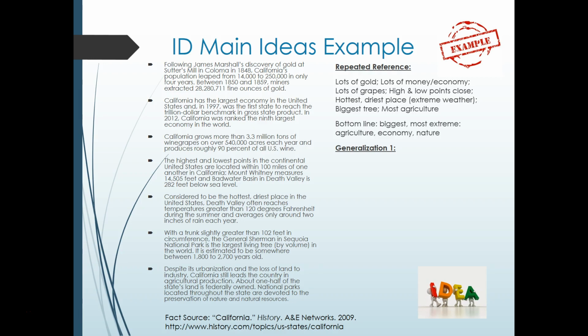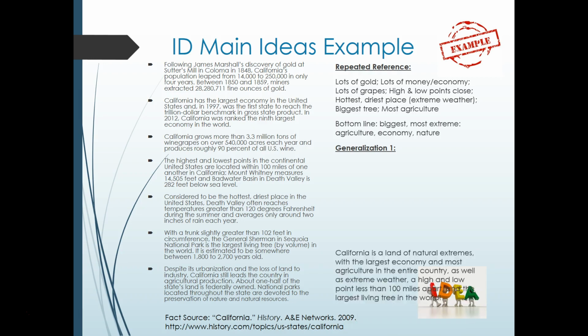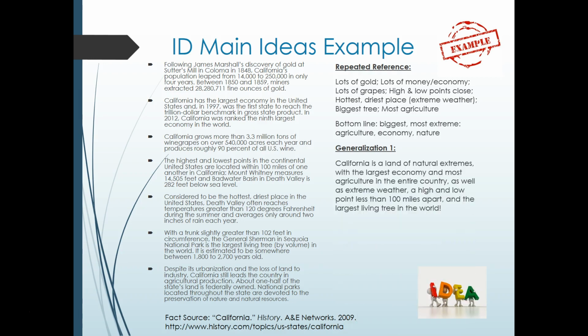From that, we can make a generalization about this list of details, that California is a land of natural extremes, with the largest economy and most agriculture in the entire country, as well as extreme weather, a high and low point less than 100 miles apart, and the largest living tree in the world. Even that might be a bit specific, and kind of reads more like a summary than a statement of the main idea, so we can condense it down further, removing more of the specifics while still capturing the main idea, and say that California is a land of extremes, from economy to topography and weather.